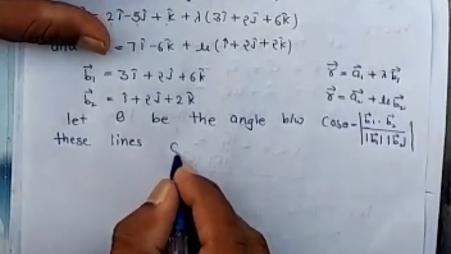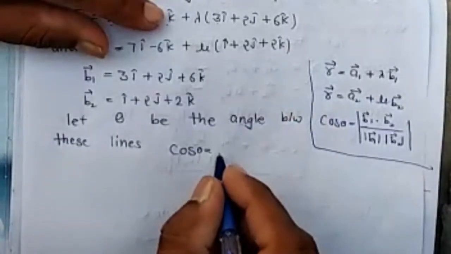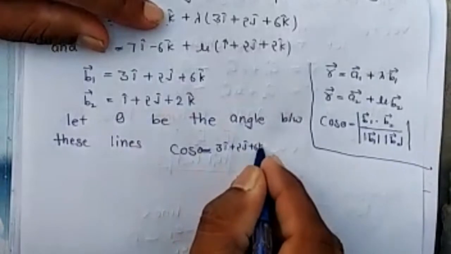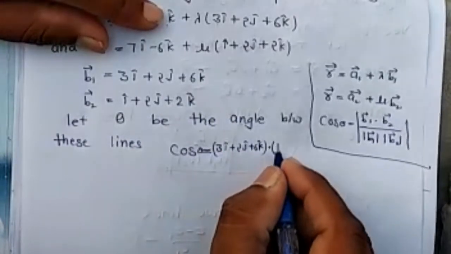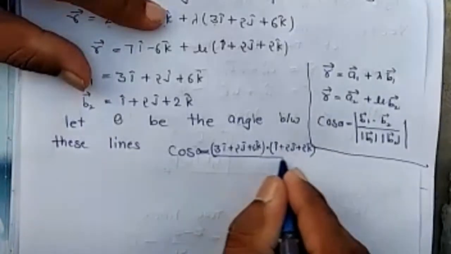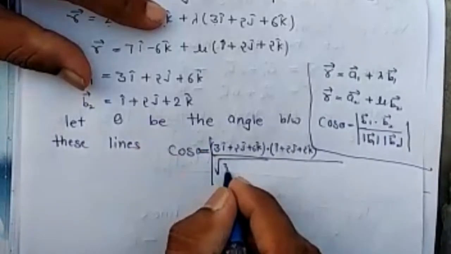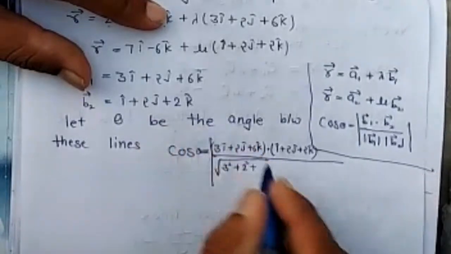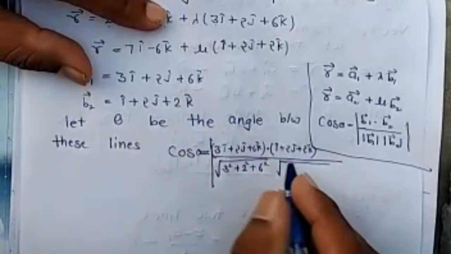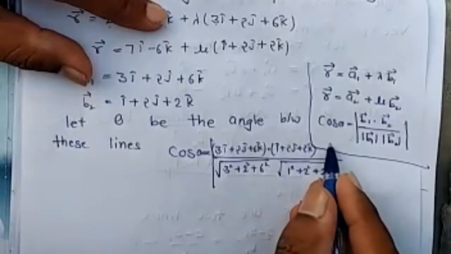Then it is equal cos theta, b1 vector dot b2 vector, upon magnitude of b1 vector, which is 3 square plus 2 square plus 6 square, and magnitude of b2 vector, which is 1 square plus 2 square plus 2 square, and mod close.